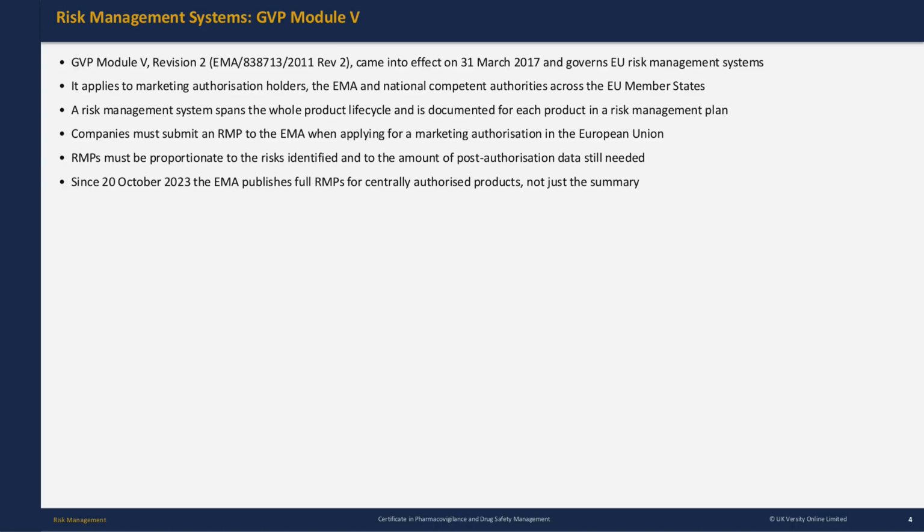Risk Management Systems, GVP Module V. GVP Module V, Revision 2, EMA 838713, 2011, Rev 2, came into effect on 31 March 2017 and governs EU risk management systems. It applies to marketing authorization holders, the EMA, and national competent authorities across the EU member states. A risk management system spans the whole product life cycle and is documented for each product in a risk management plan. Companies must submit an RMP to the EMA when applying for a marketing authorization in the European Union.